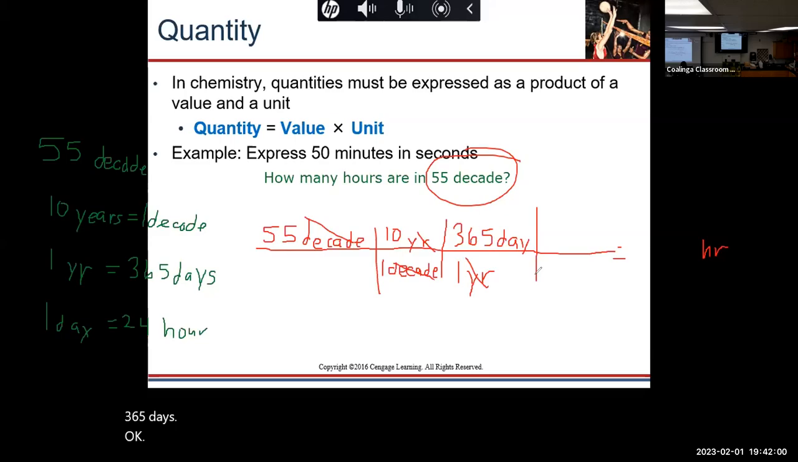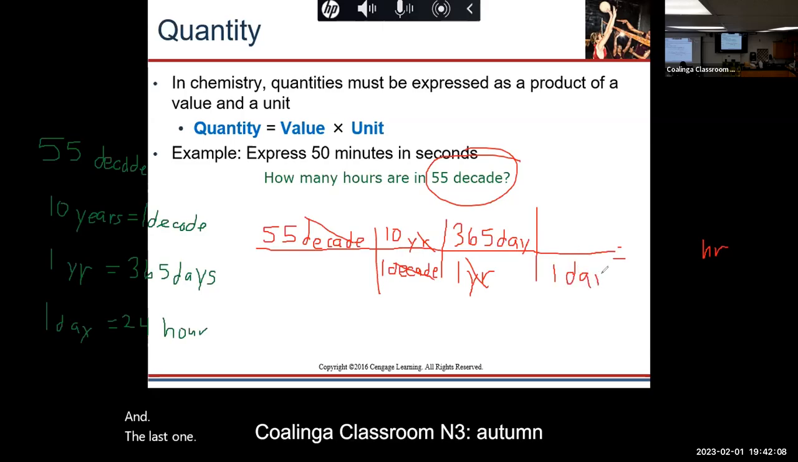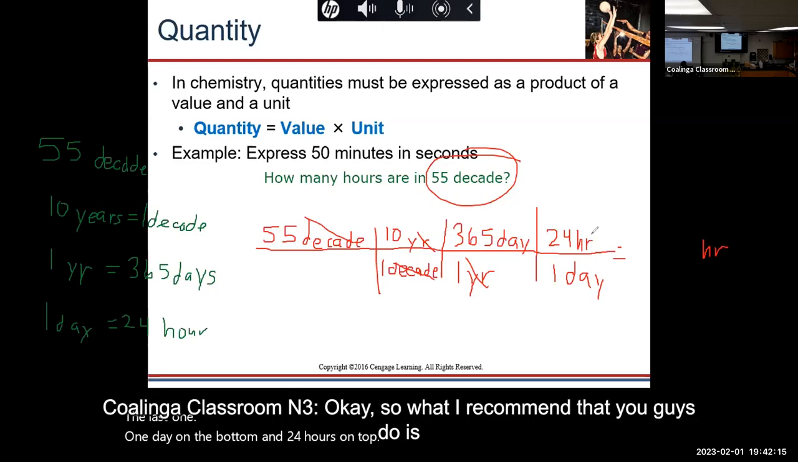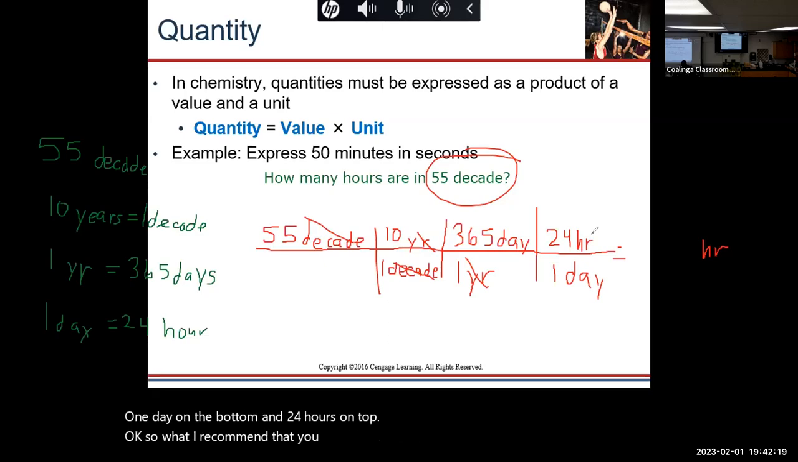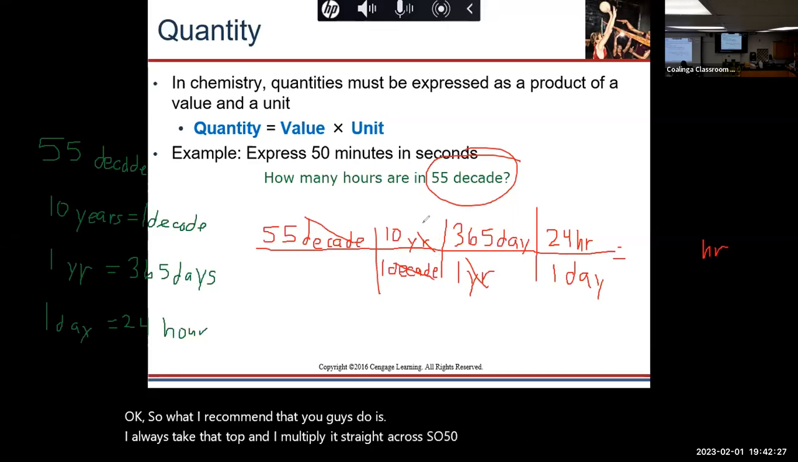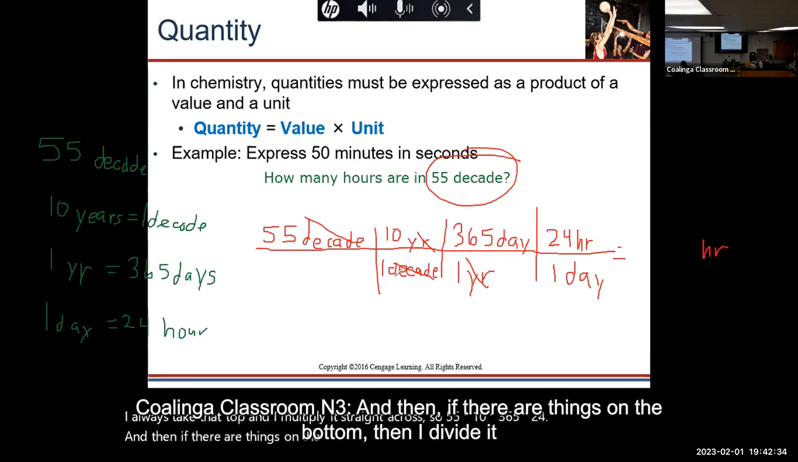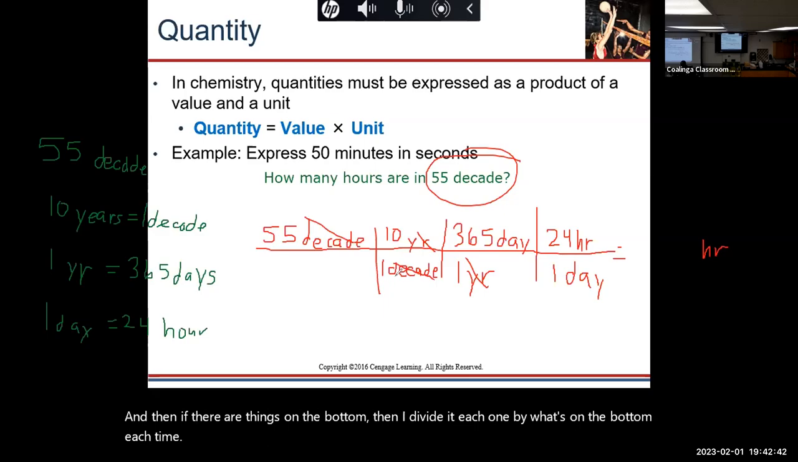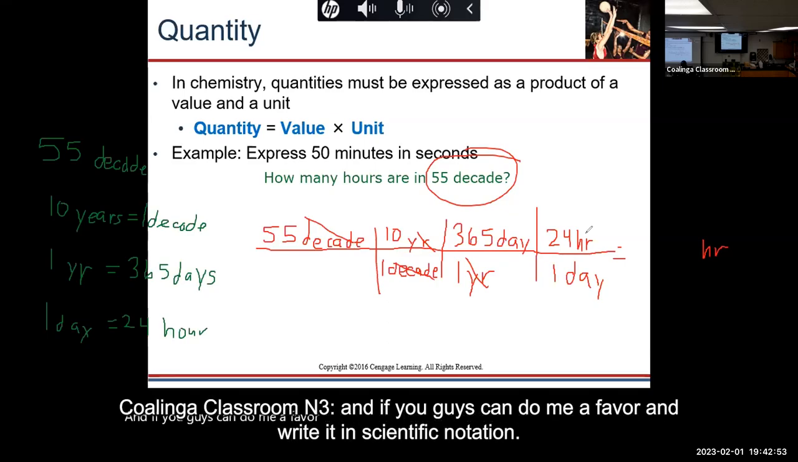Okay. And the last one. One day on the bottom, 24 hours on top. Okay. So what I recommend that you guys do is I always take that top and I multiply it straight across. So 55 times 10 times 365 times 24. And then if there are things on the bottom, then I divide it each one by what's on the bottom each time. And if you guys can do me a favor and write it in scientific notation.